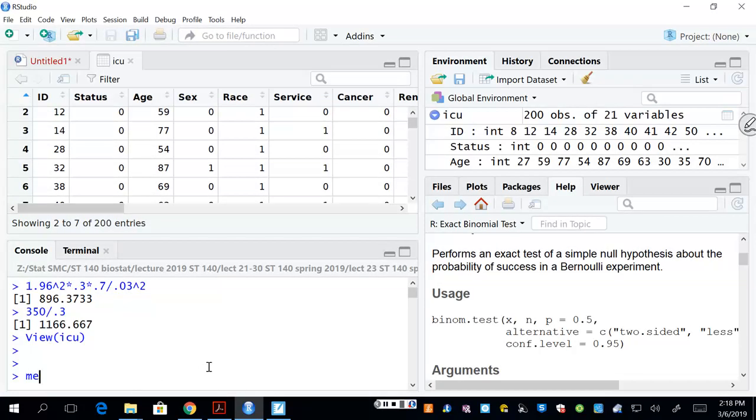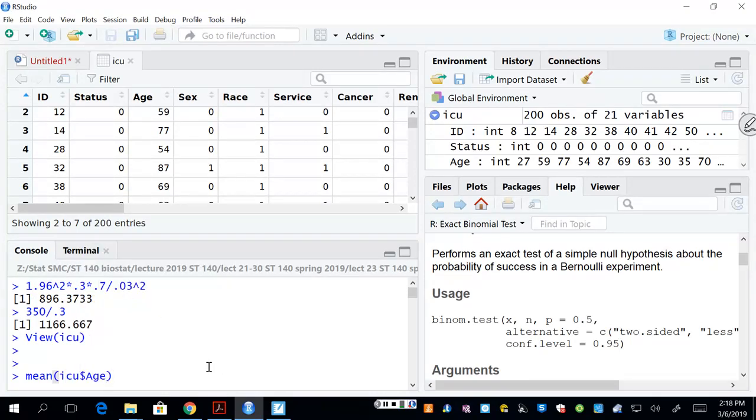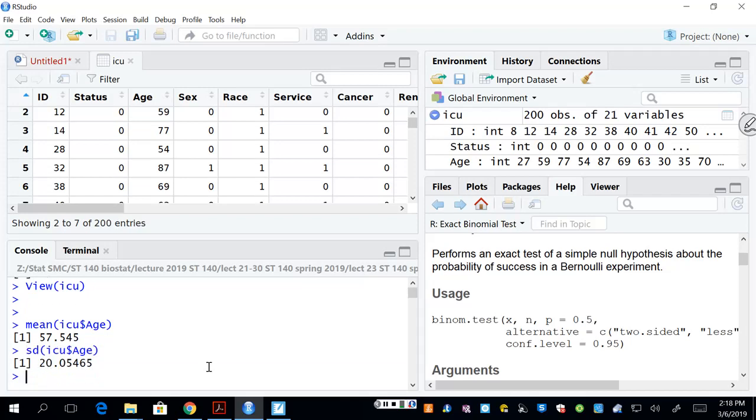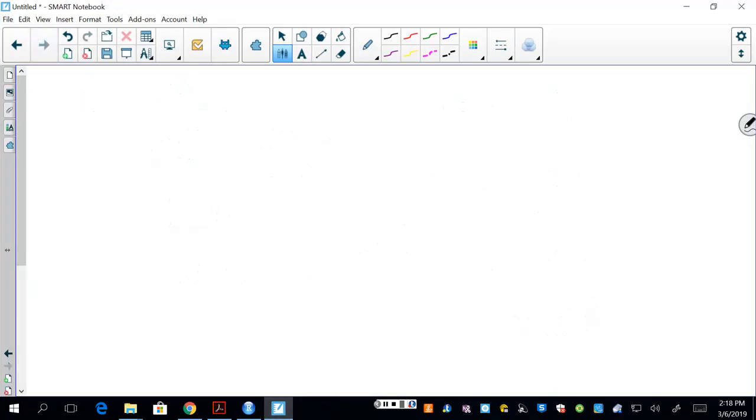the mean age of people going to the ICU is about 57. The standard deviation of those is about 20. So let's say we want to estimate the average ICU age within, say, 2 years. How many people do we actually have to talk to? How much data do we have to collect?